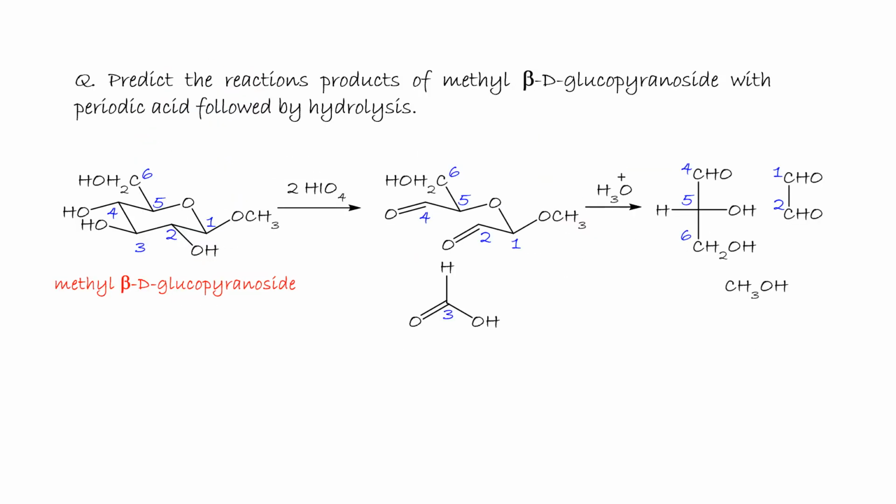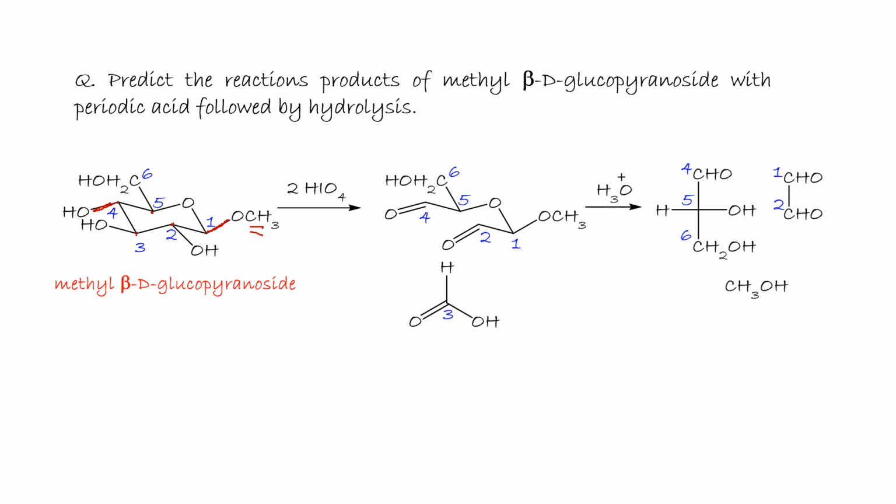Predict the reaction products of methyl beta-D-glucopyranoside with periodic acid followed by hydrolysis. This is the methyl beta-D-glucopyranoside. Well, we have here OH, OH, OH. Adjacent to this OH, there is no OH. Okay? This is an acetal, and this is stable.